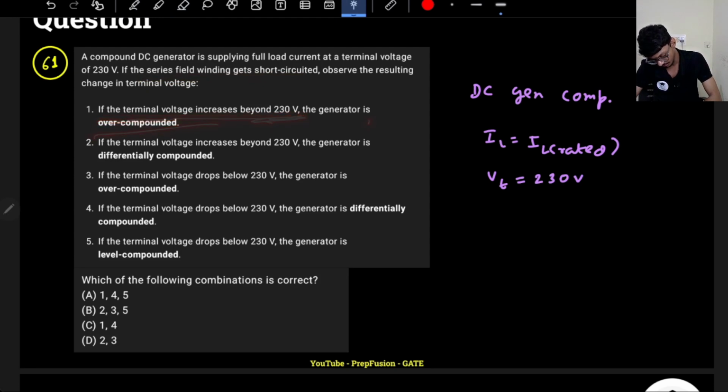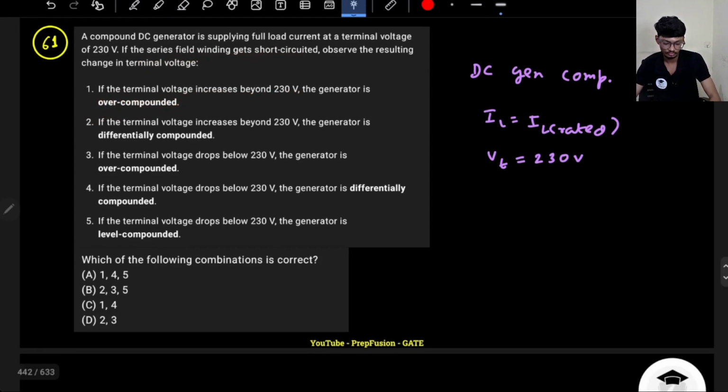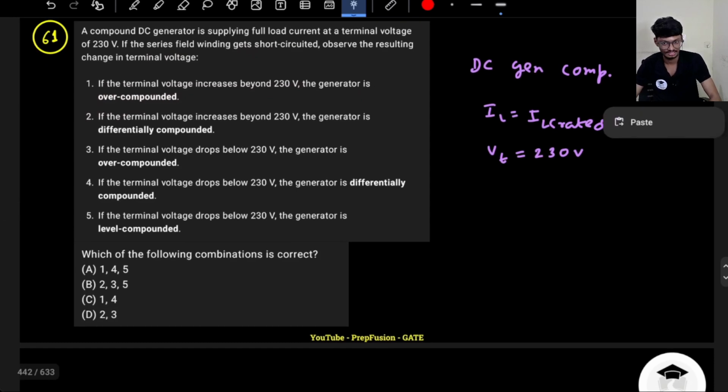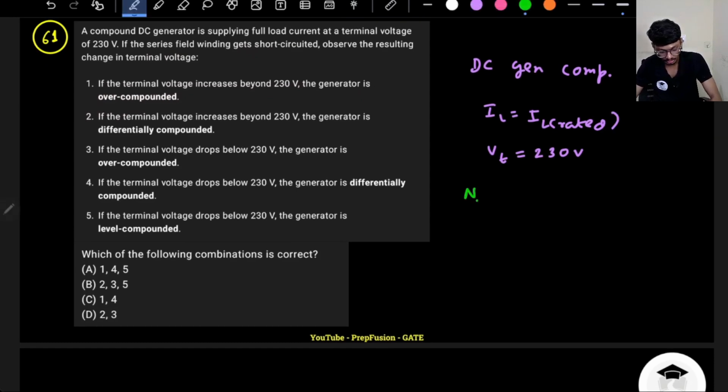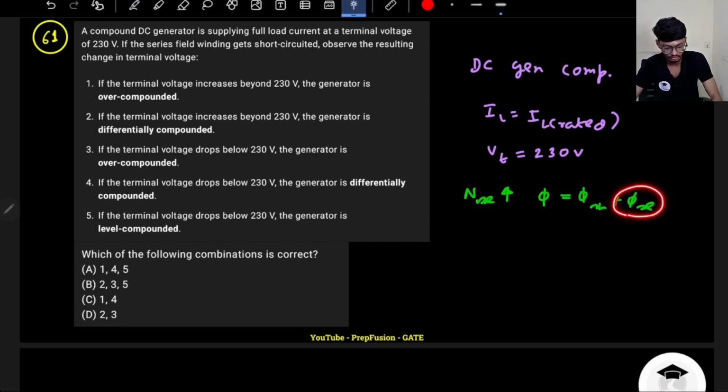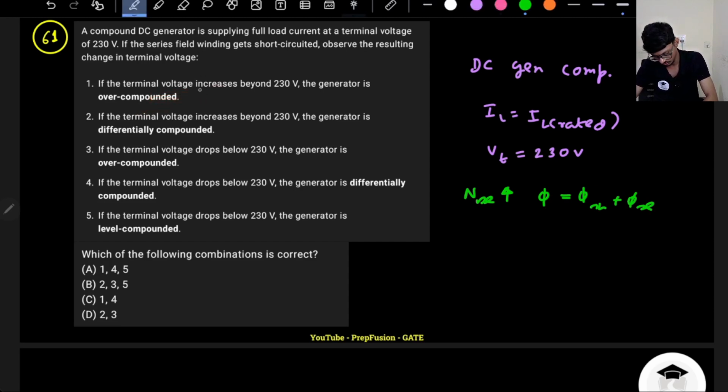First statement: if the terminal voltage increases beyond 230 volts, the generator is overcompounded. Is this correct? In an overcompounded generator, I am overcompensating, and the number of series turns is very high and it is cumulative compound. If the field winding suddenly gets short circuited, this will simply be 0. That means my flux will reduce, so the induced EMF will reduce and the voltage will not increase. So this is not correct.